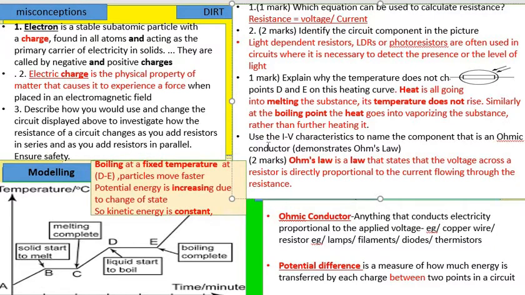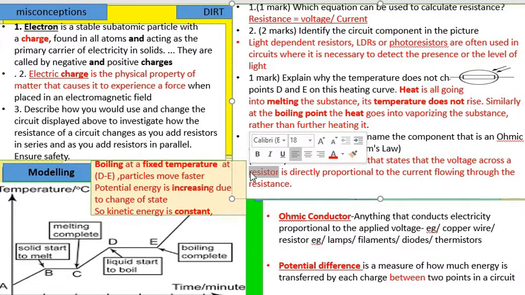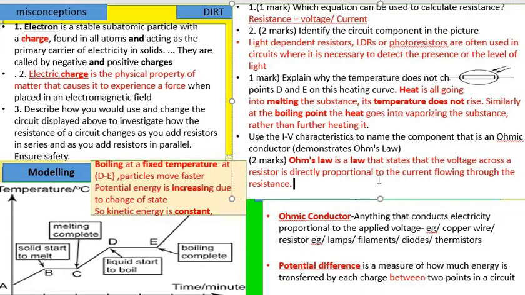Okay, and then one more question to do with this. Use the IV graph, which is current and potential difference, to name the component that is an ohmic conductor. So Ohm's law is a law that states that voltage across a resistor is directly proportional to the flow of current. That's the law, okay, or the rule. So you must know that it's a resistor. That's all you have to be able to say, resistor.